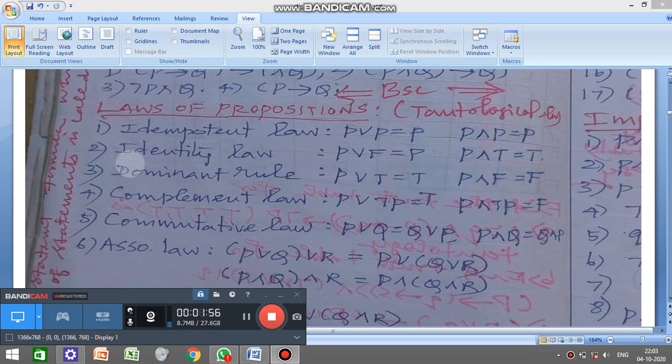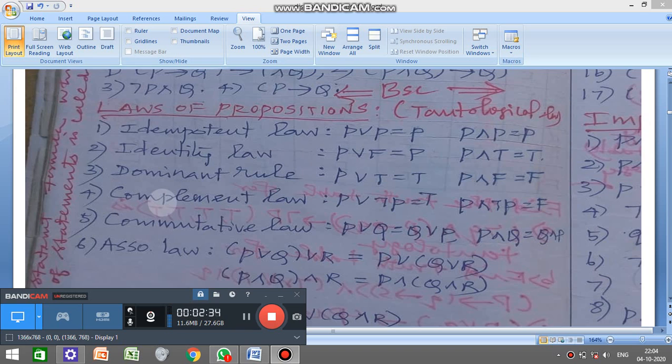Now the third law is called the dominant rule. The dominant rule says that if P is connected by OR with a tautology, you get a tautology. And P connected by AND with a contradiction, you will get a contradiction. P, any premise or proposition, and with a contradiction, you will get a contradiction.